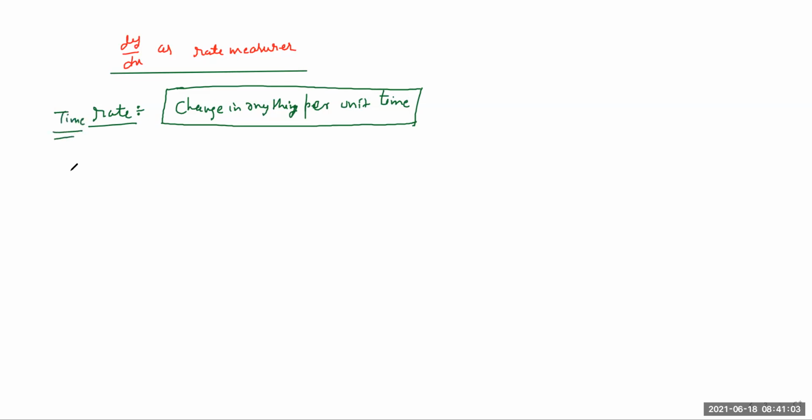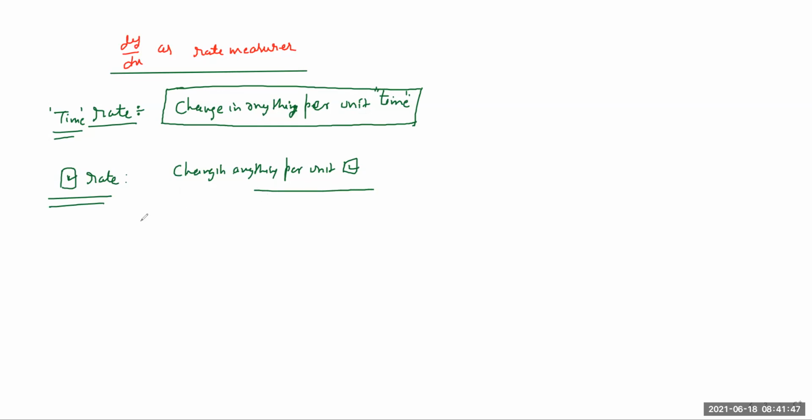But we can have some other rate. Let's say I say something unknown rate. I don't know what it is. So then it is change in anything per unit unknown. When I write time here, it's time. When I write something else, then something else will come. Now the idea is without saying anything, we always refer to time. So if I'm not saying anything, then what will you assume? You will assume time itself. So when we don't say anything, we take time.